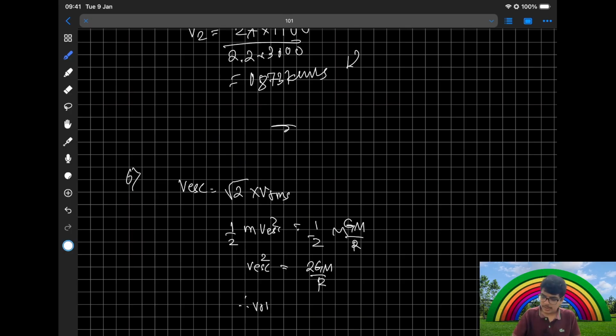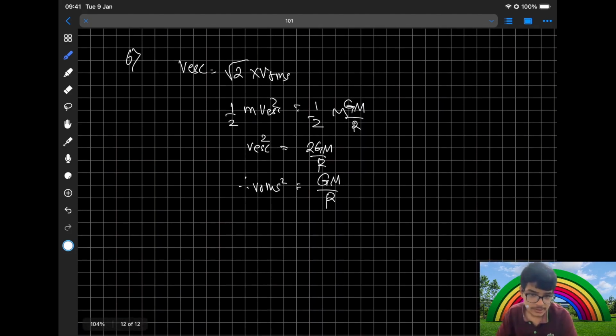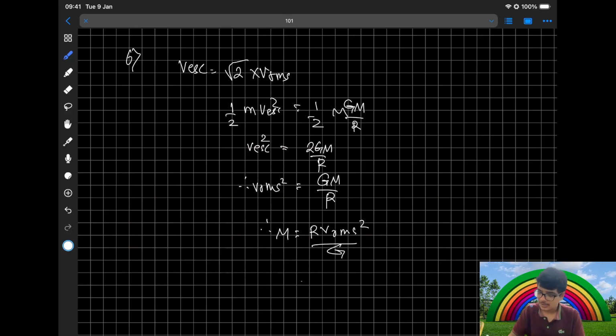Therefore, v RMS squared from the above relation equals GM divided by r. Now what we need to do is square, and the 2 will cancel out. This is an easy one. So what we need to do is calculate the mass: r multiplied by v RMS squared divided by the gravitational constant.